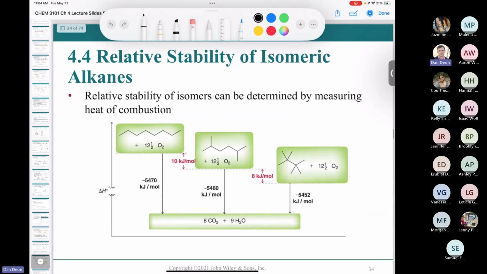All right. Relative stability of isomeric alkanes. Well, if you take a look at these compounds, you see that these are all C8H18.